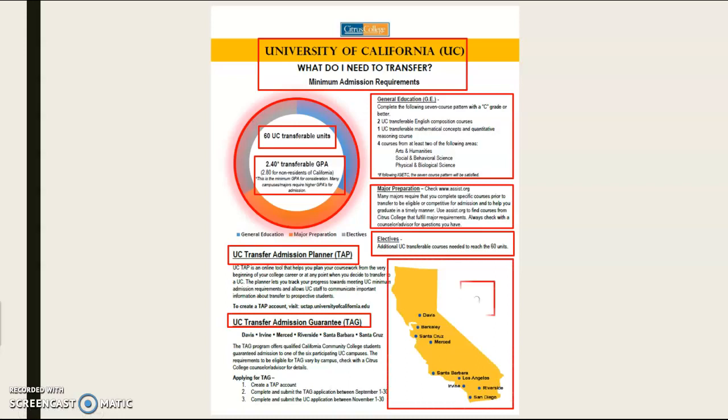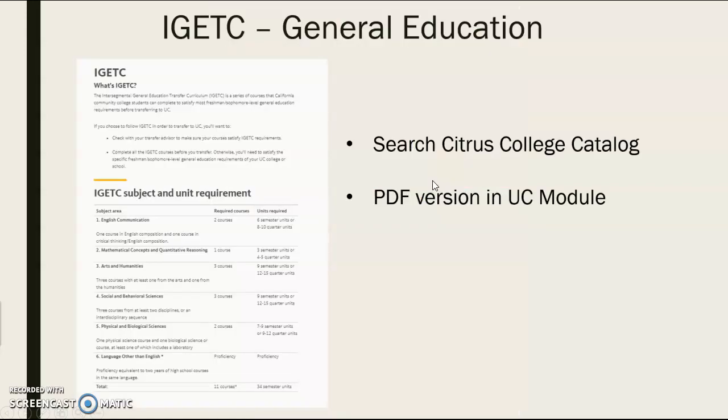The UCs, there are 9 of them that you can transfer to from Citrus College. UC Davis, UC Berkeley, UC Santa Cruz, UC Merced, UC Santa Barbara, UCLA, UC Irvine, UC Riverside, and UC San Diego make up the 9 UC campuses where you can transfer to earn your bachelor's degree. A breakdown of general education and a breakdown of major preparation is what follows.